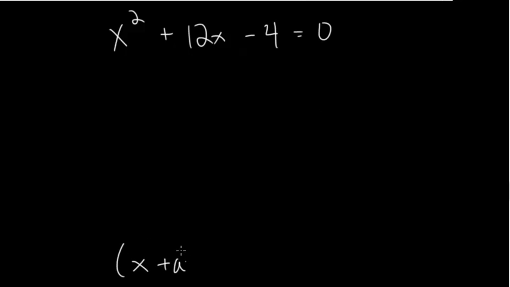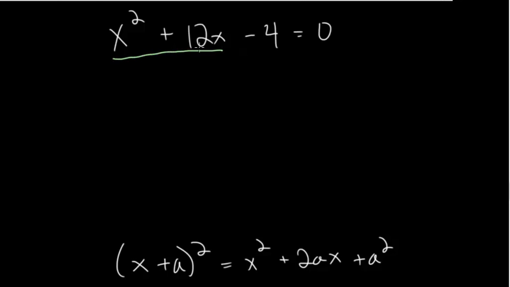We had x plus a squared equals x squared plus 2ax plus a squared. And keep in mind, if you're going to use a formula, you should know where this formula comes from. So you should be able to derive this for yourself by rewriting this twice and then multiplying it out with distribution or the FOIL method. So from here, we want to isolate the x terms because we want to add some number so that we can turn this into a perfect square. So I'm going to just add the 4 to the other side.